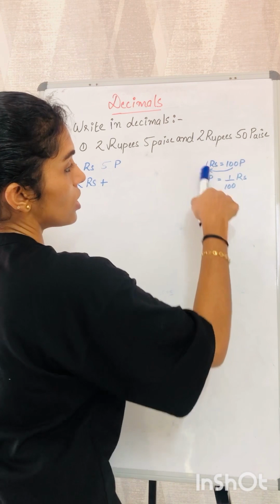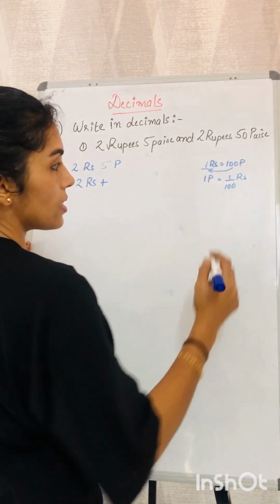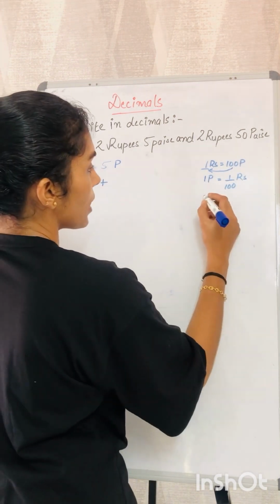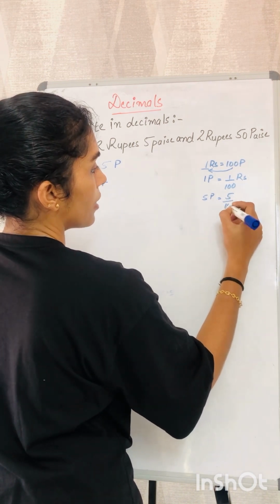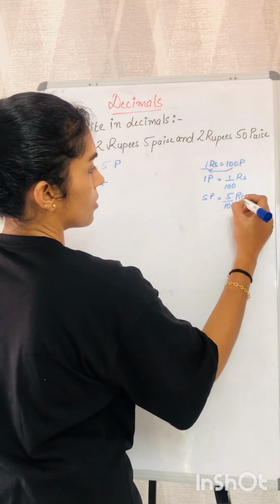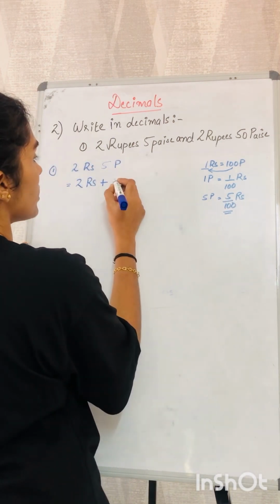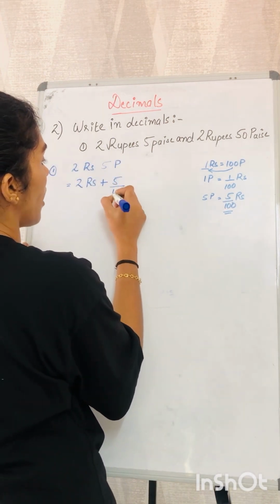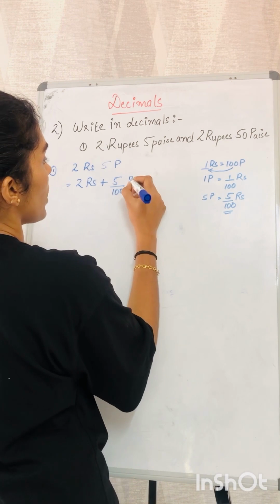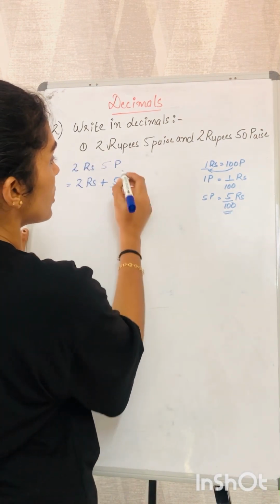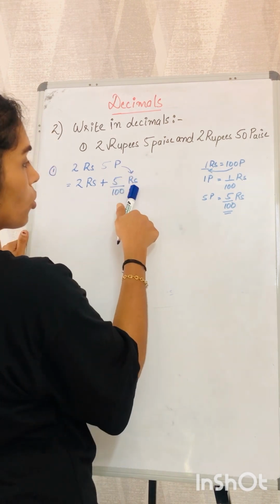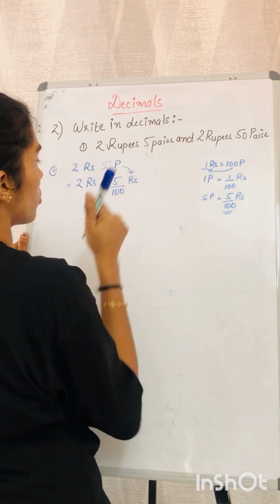You just have to study 1 rupee is 100 paise. So for 5 paise, how will you write? That is 5 by 100 rupees. So now we are changing this 5 by 100 to rupees. See, here you got 5 paise and here you change this paise to rupees. That is 5 by 100 rupees.